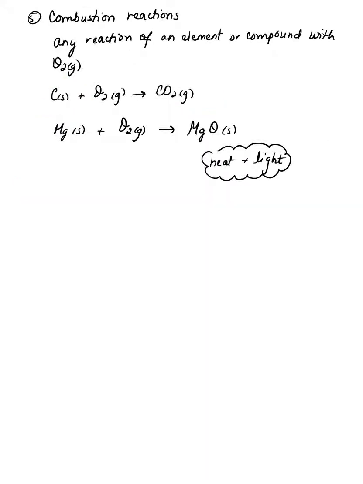Number five, another category for chemical reactions are combustion reactions. So you have a substance reacting with oxygen gas. So you can have carbon reacting with oxygen to form carbon dioxide. Another example is metals reacting with oxygen to form the oxide of the metals. So in that specific example, I have magnesium and oxygen reacting to form magnesium oxide.